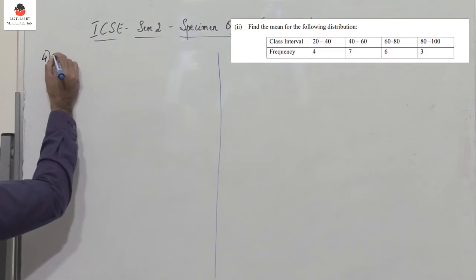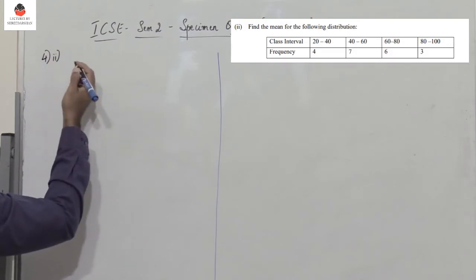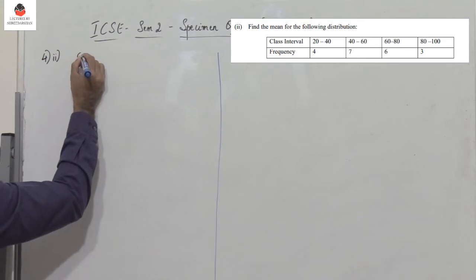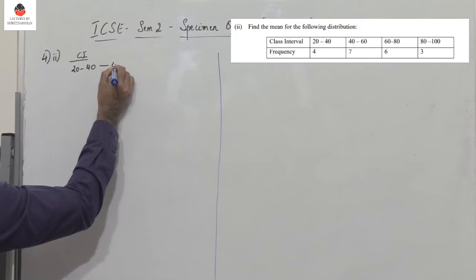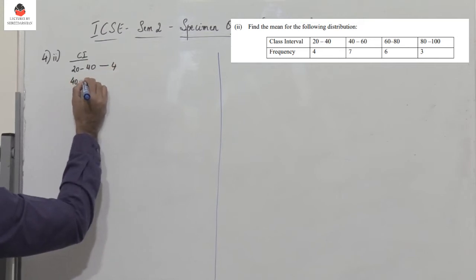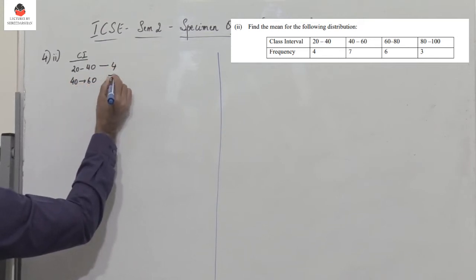So question 4.2, find the mean of the following distribution. Very easy. Class interval 20 to 40, frequency is 4, 40 to 60, frequency is 7.